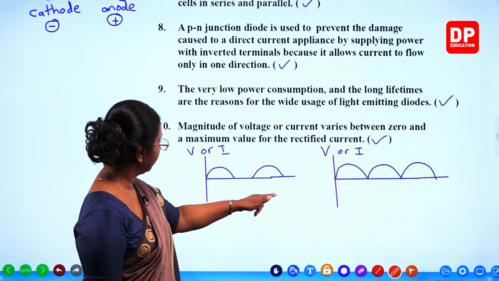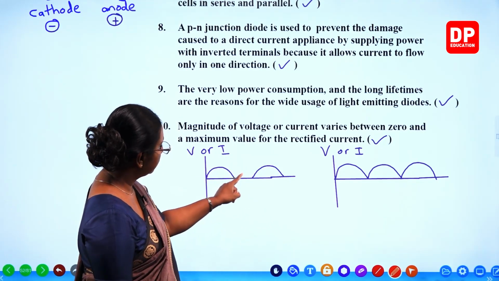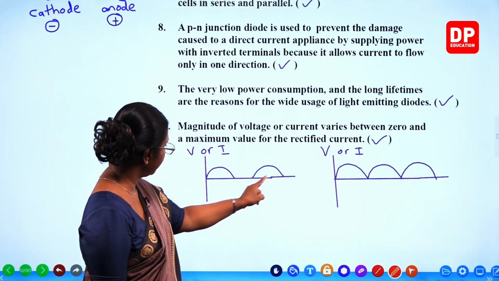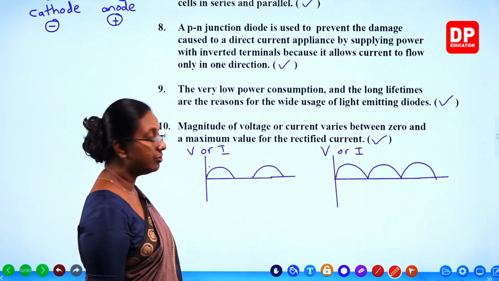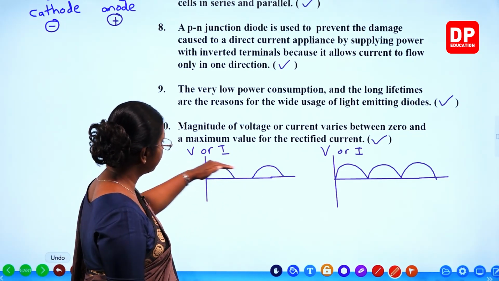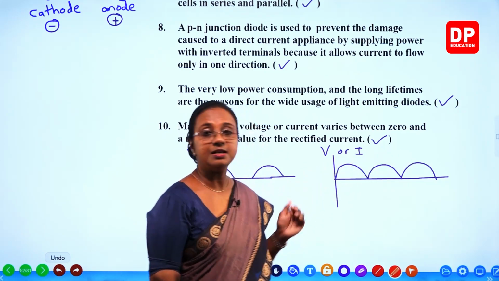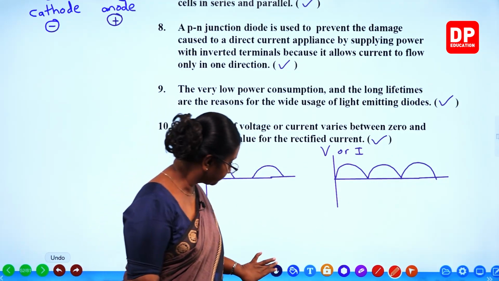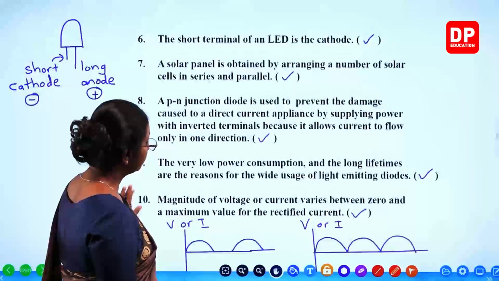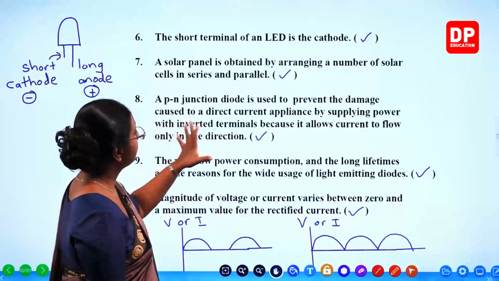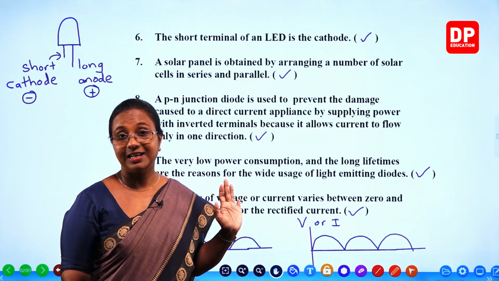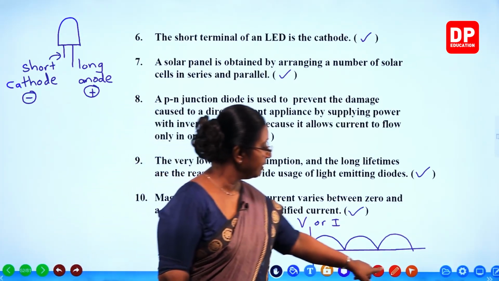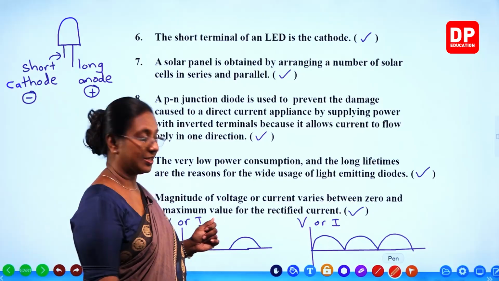So this is the rectified current. It fluctuates between the 0 value and a maximum value. Here this is the maximum. Here also there is a maximum value. So that statement is also correct. I am sure students you all also marked these statements correctly. So with that I will move on to the next question.